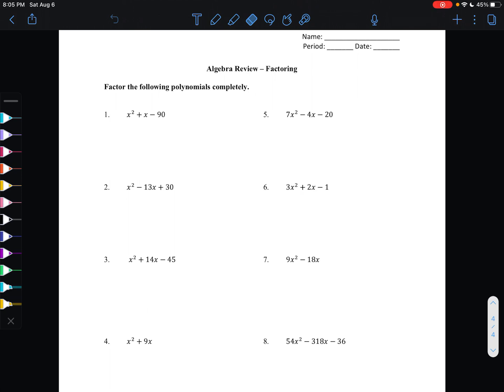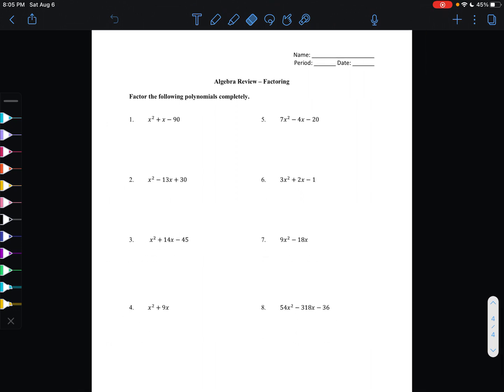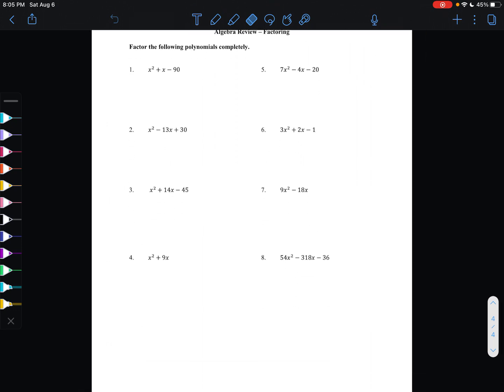So I'm going to show you guys how to factor using the most common method, which is called factoring by grouping. And factoring by grouping works for any kind of trinomial or a polynomial that has three terms in it, which if you look at all of these problems, all of them except for number 7 and number 4 are technically trinomials. They all have three terms in them. So it doesn't matter what they look like.